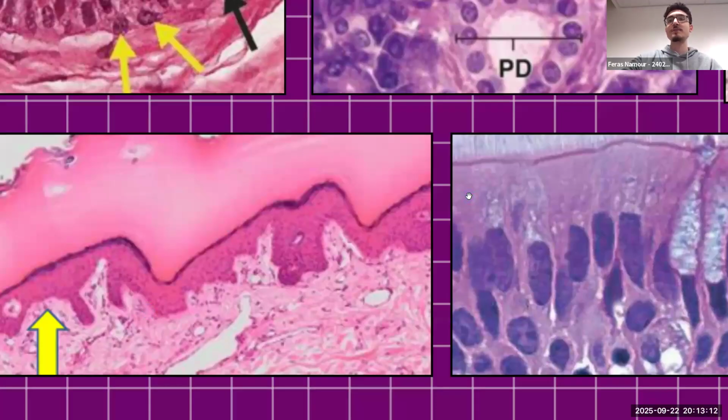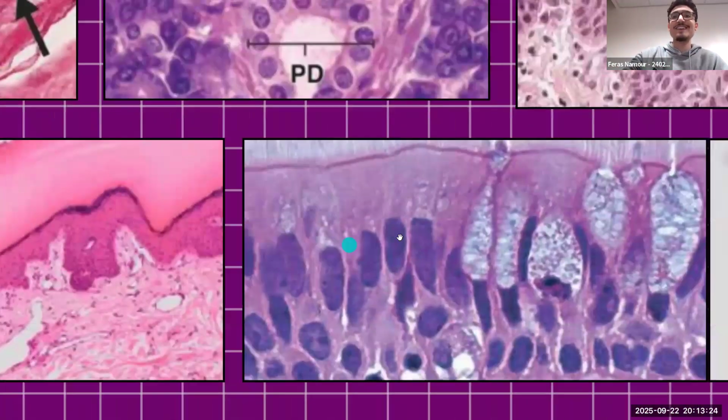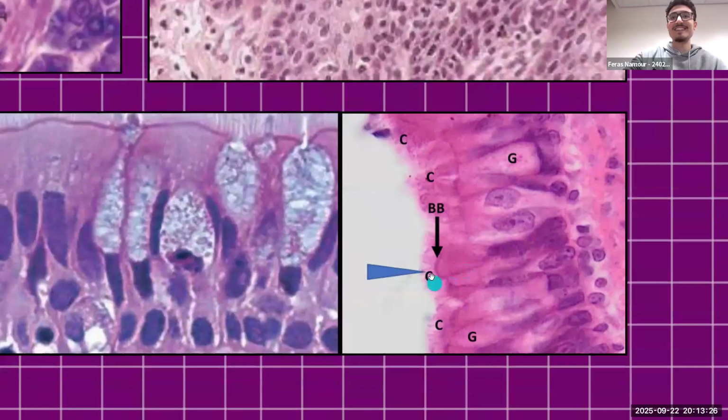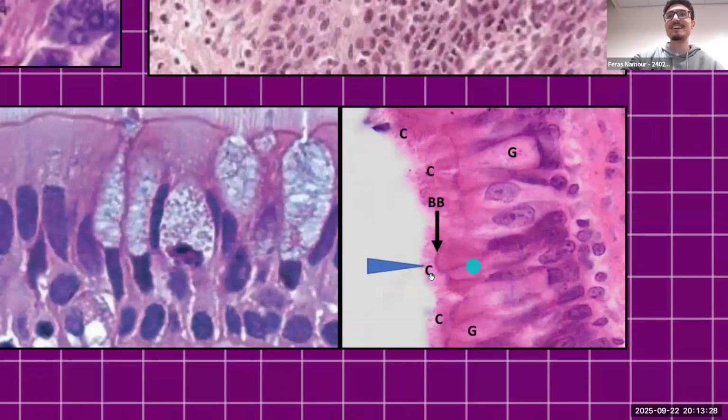Okay, someone said simple squamous. It's stratified squamous, all right? Let's not mix that up. Because we have a lot of cells here, tamam? So it's stratified squamous, keratinized, correct. Okay, mashallah, you guys are really getting everything. All right, what do you guys think these small projections are?